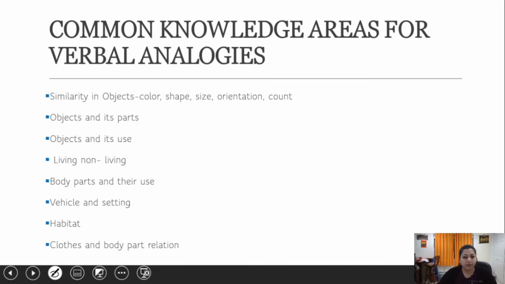And lastly, we have clothes and body part relation. Like we do not wear mittens in our feet, we wear socks. We wear, like, pants on our legs. And so finding the right body part for the right cloth.